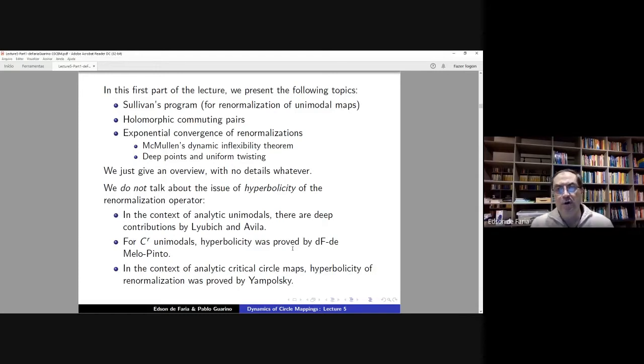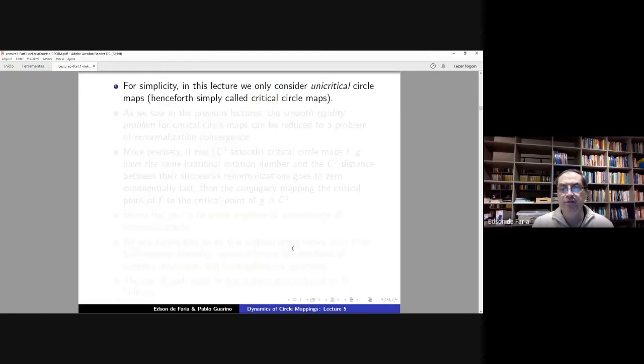And as we saw in previous lectures, if we know that the successive renormalizations of these two maps converge together exponentially fast in a certain sense, either in the C0 sense or C1 or C2 sense, then you can deduce something about the conjugacy. You deduce that the conjugacy is, say, C1, okay? That's the general idea. So the issue here is how do you get exponential convergence of renormalizations.